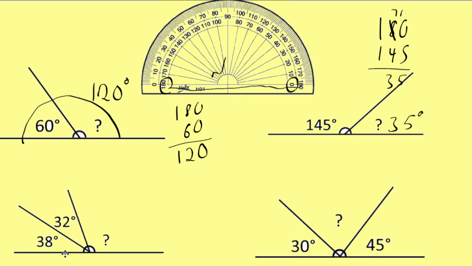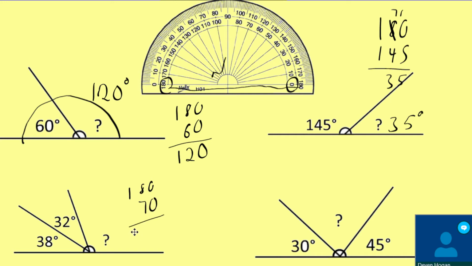Same idea, just with more angles. We've got 180. We're going to take these other two away. We can add these together possibly. So 30 plus 30 is 60, 68, 69, 70. So 180, take away 70 is going to give us 110 degrees.